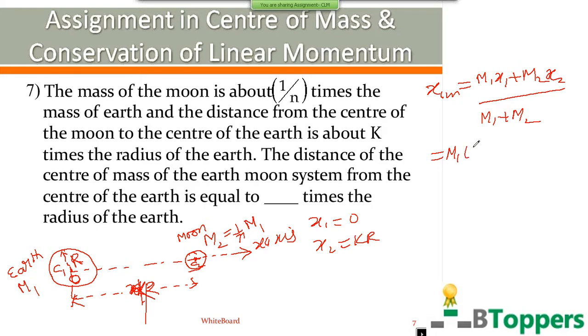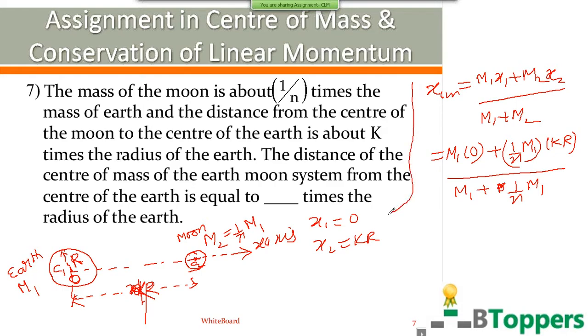Here x1 is 0, m2 equal to 1 by n times m1, x2 equal to k into r, by m1 plus m2, which you can write as m1 plus 1 by n times m1. Copy down and complete the calculation part.